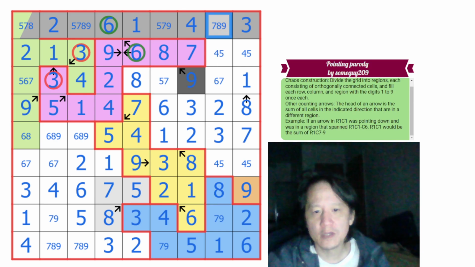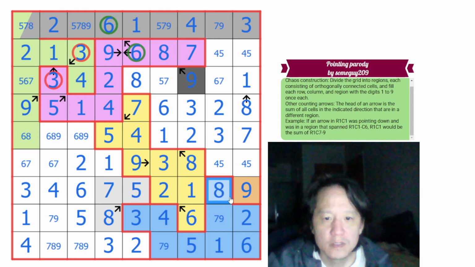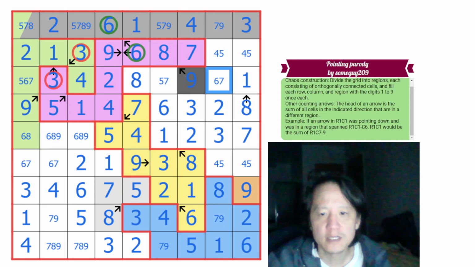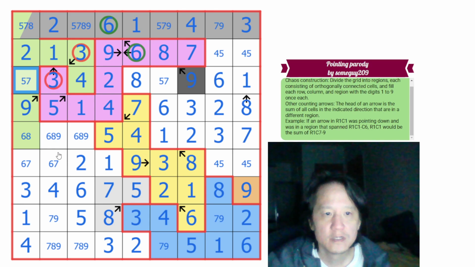So this can't be 8. This is 7 and 9. This is 7 and 9. So we have a 7, 9, 7, 9 pair in column 8. This can't be 7 or 9. Therefore, this is 6. This can't be 6. The 5 now has to be one of these two for green.